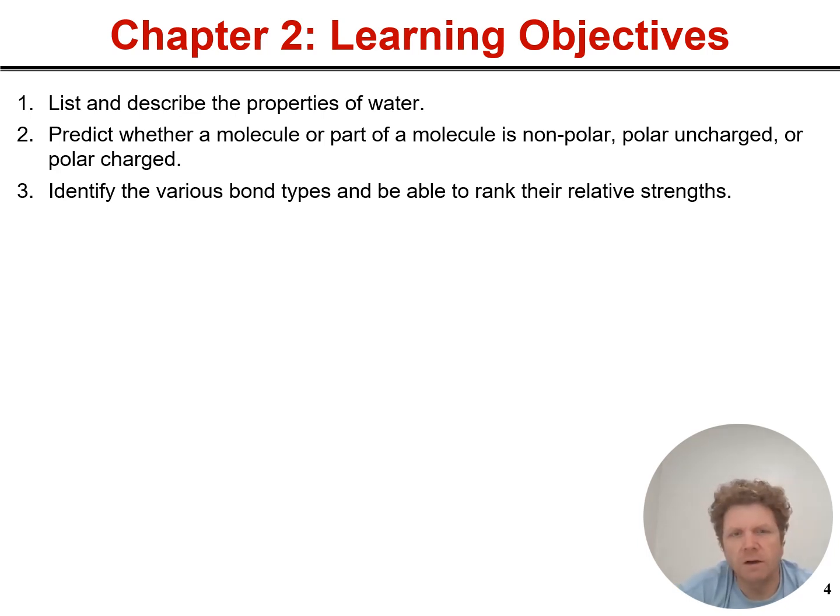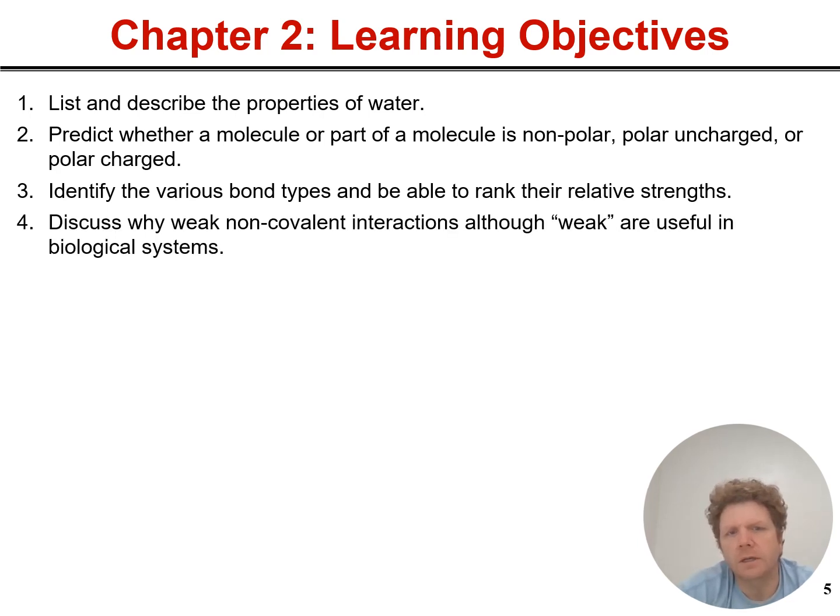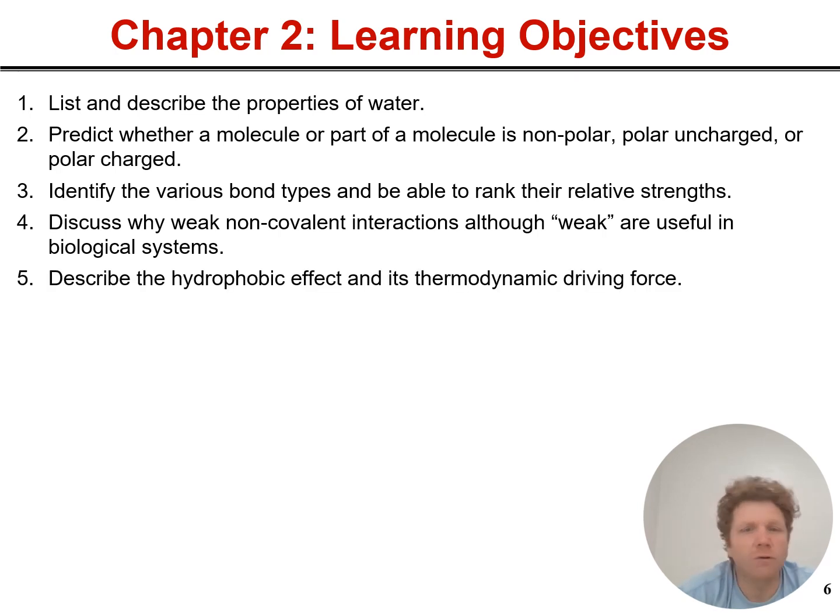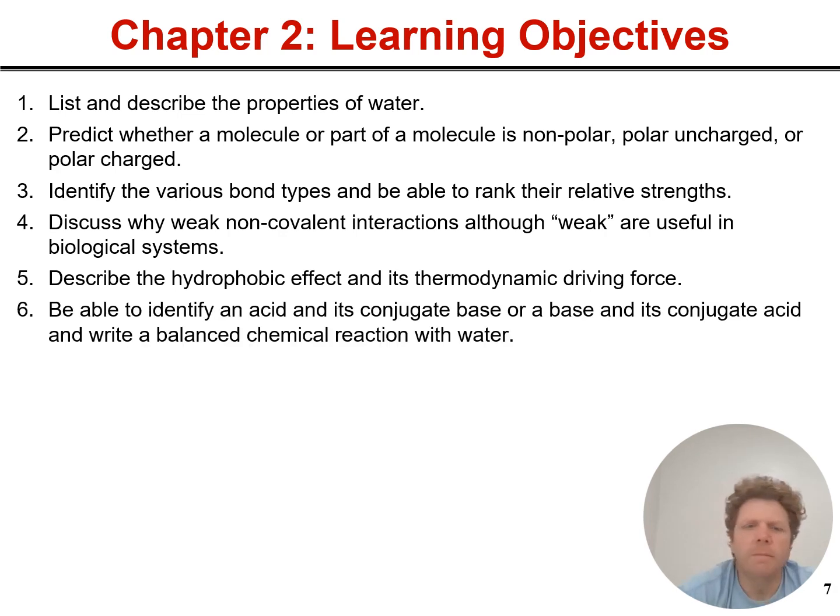I want you to identify the various bond types and be able to rank their relative strengths. Discuss why weak non-covalent interactions, although weak, are useful in biological systems. Describe the hydrophobic effect and its thermodynamic driving force. Be able to identify an acid and its conjugate base or a base and its conjugate acid, and write a balanced chemical reaction with water.